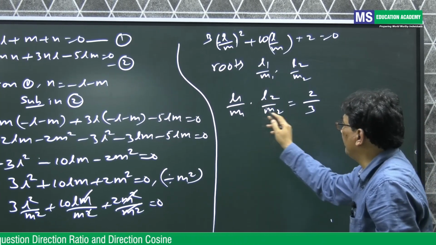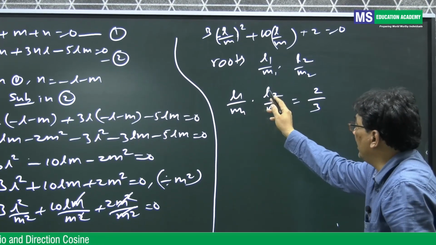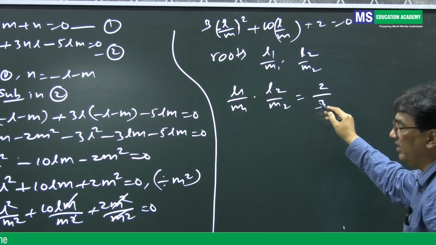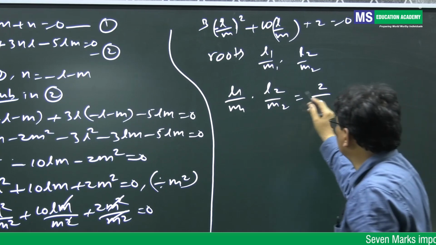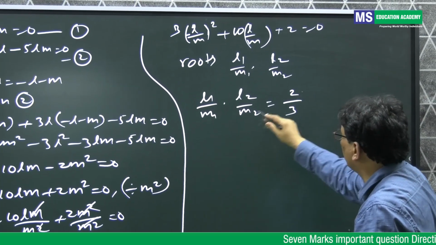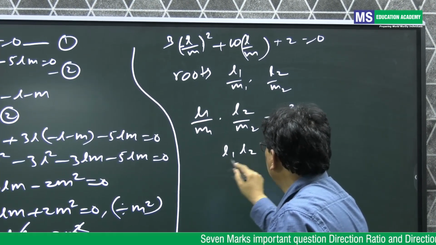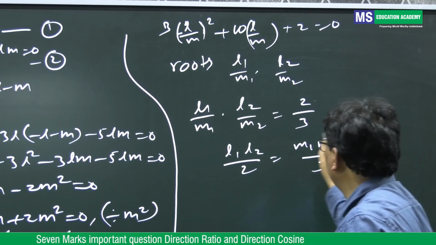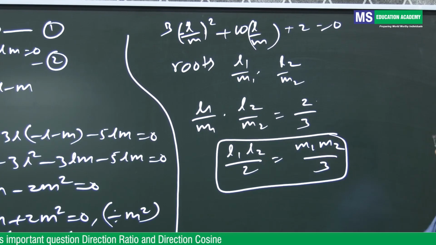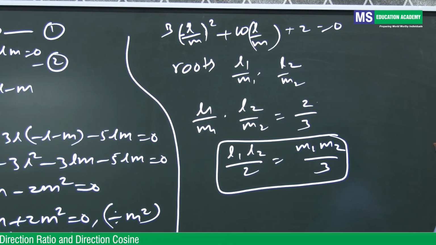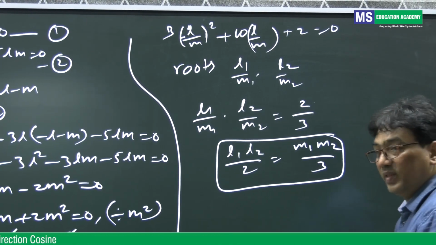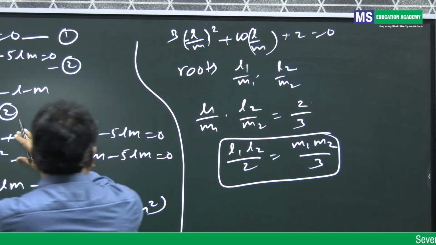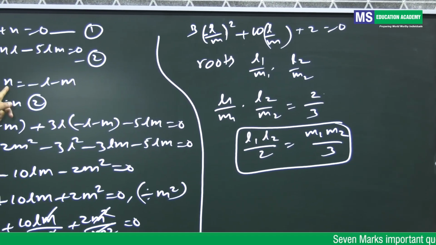Now L1 L2 by M1 M2 equal to 2 by 3. Just interchange: those M1 M2 come to the numerator, 2 comes to the denominator. L1 L2 by 2, M1 M2 by 3. This relation we have to get, in L and M. Now again the same process we have to continue by taking another letter.